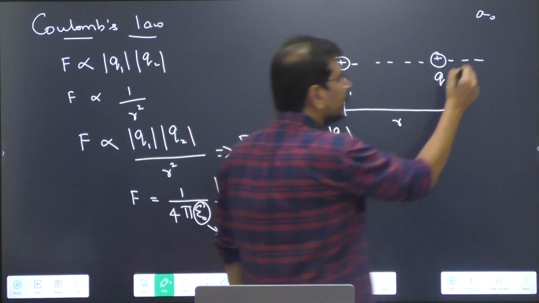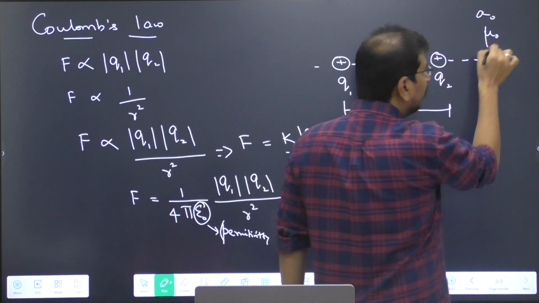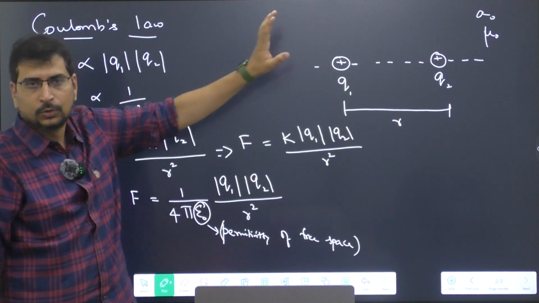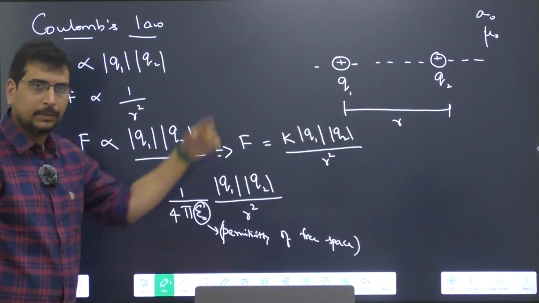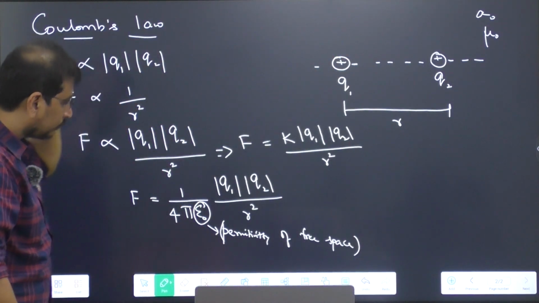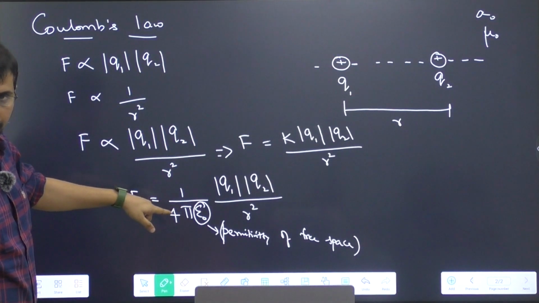In some other chapter, you will see something like this also. This is called mu naught, which has something to do with magnetism. So in electrostatics, we use epsilon naught. In magnetism, we use mu naught. As of now, have this in your mind. Okay, I hope I'm clear up to this step, right?